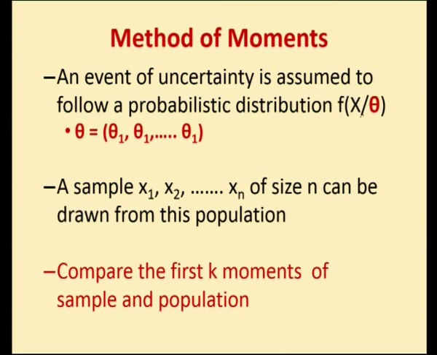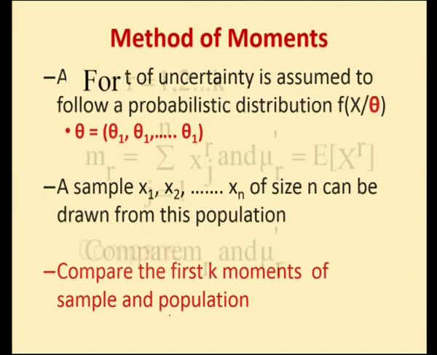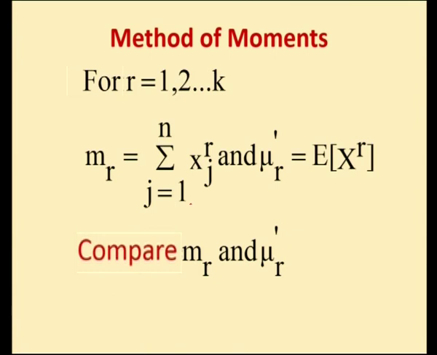So, in what way? Let us take this terminology in a mathematical form. An event of uncertainty, that is, where randomness is involved, is assumed to follow a distribution. So, this is the data part, and the symbol theta is given for the parameter. As I mentioned, it can be a single parameter or k parameters altogether. So, we try to calculate the first k moments of sample and population. Then we try to match them.